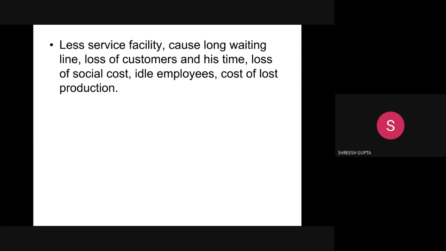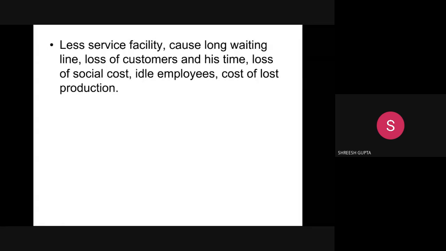Ultimately, loss of the revenue, right? Even loss of the goodwill of the shop. That is the loss of the goodwill. Social cost, right?